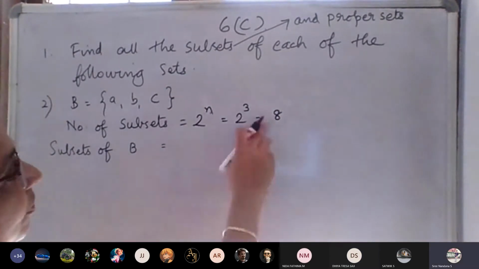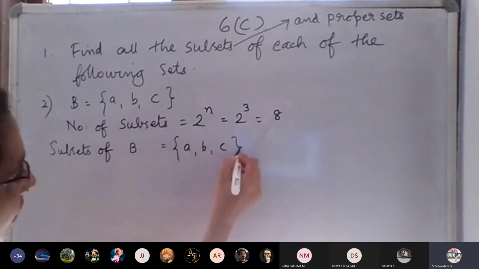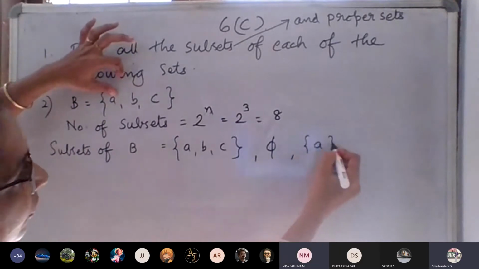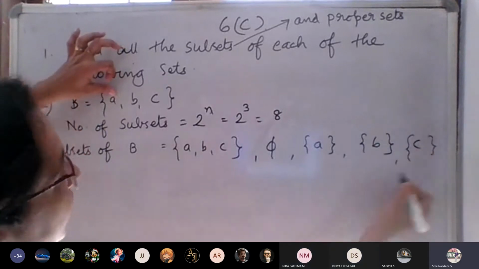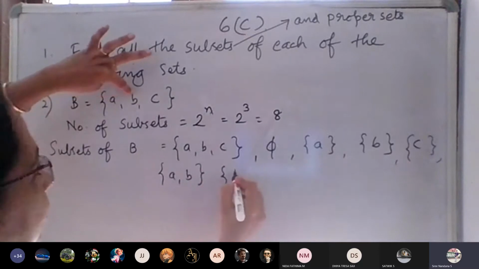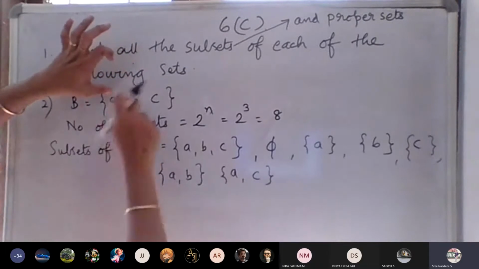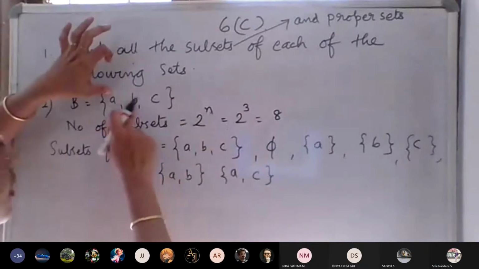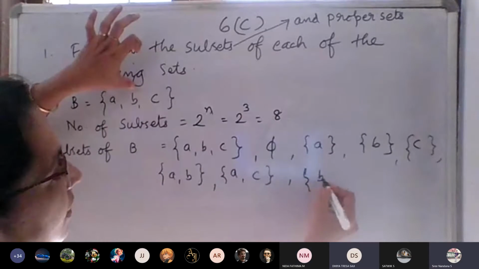The subsets of set A, B, C: the null set, set A, set B, set C. Then AB, AC, BC. Then A, B, C.